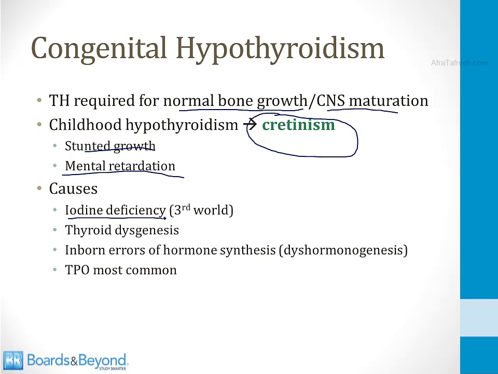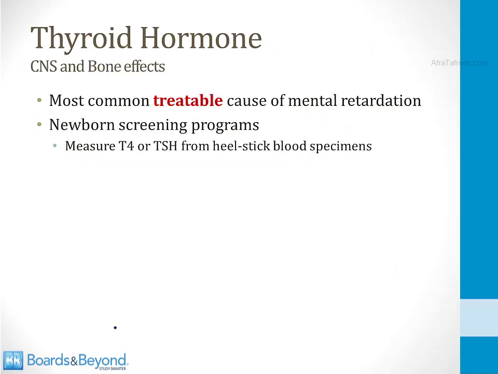Sometimes the thyroid gland does not develop normally. This is called thyroid dysgenesis. And then finally, there are rare inborn errors of thyroid hormone synthesis. These are called dyshormonogenesis syndromes. And the most common one is abnormal development of the TPO enzyme. You need a normally functioning thyroid peroxidase enzyme in order to make thyroid hormone. And if you don't have normal TPO, then the child will be hypothyroid and they can go on to develop cretinism.